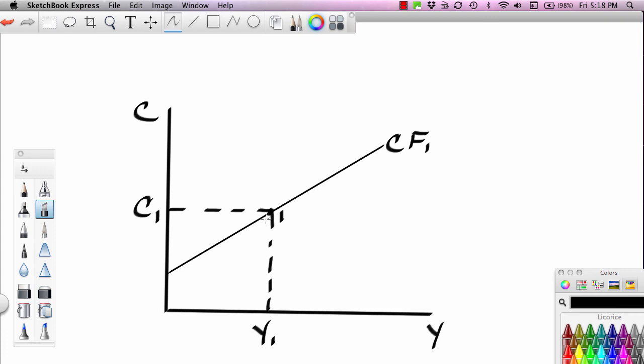All right? Now, let's assume that something other than income changes. In other words, let's hold income constant. Let's assume that there's an increase in consumer confidence. So say that consumers are feeling more confident about the future.